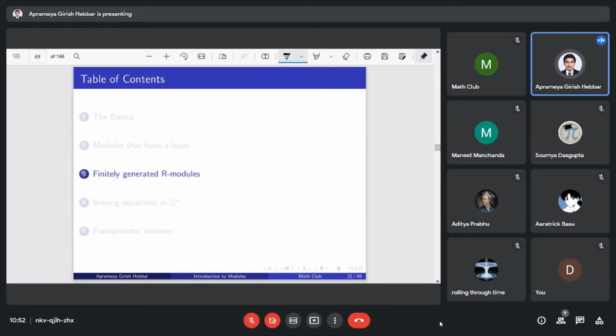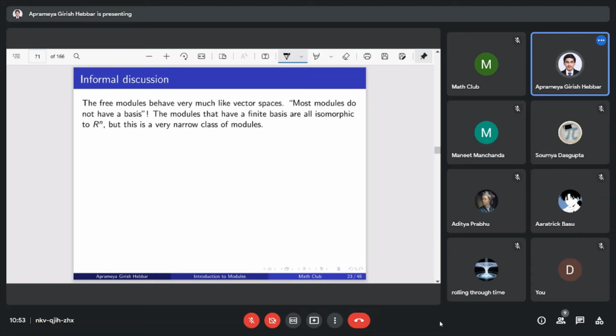So now let's go and see whether this is all. Again, we impose three conditions for the modules that have a basis. One is a finite basis. It should have a basis, and in a basis we have two things. One is generation, Ra equal to V, and the second thing is linear independence. So basically we have imposed three conditions on the module.